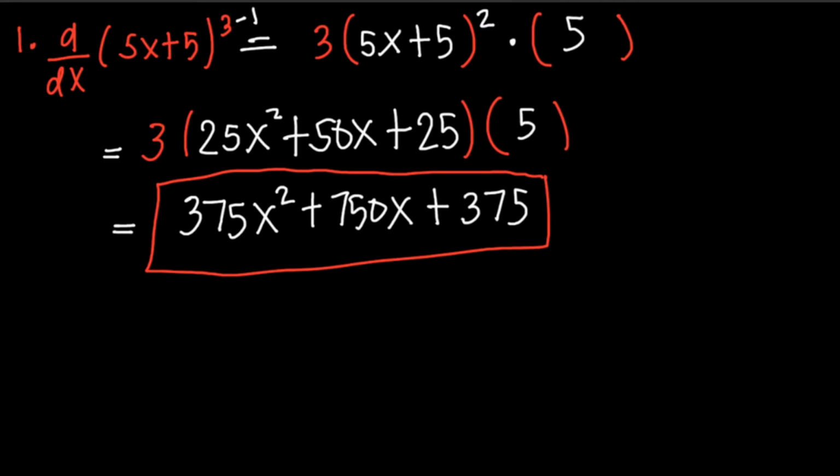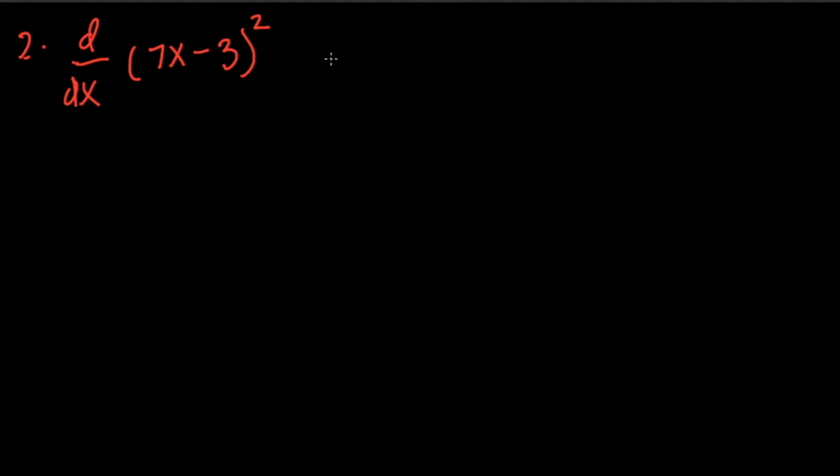So, next example. 7x minus 3 squared. So, same process. Yung exponent, lalagay sa unahan. So, 2. Yung ito, yung parenthesis, kokopyahin as is. Yung exponent, babawasan ng isa. 2 minus 1 is 1. So, hindi na natin susulat. And then, last, ito times sa derivative na nasa loob. So, 7.